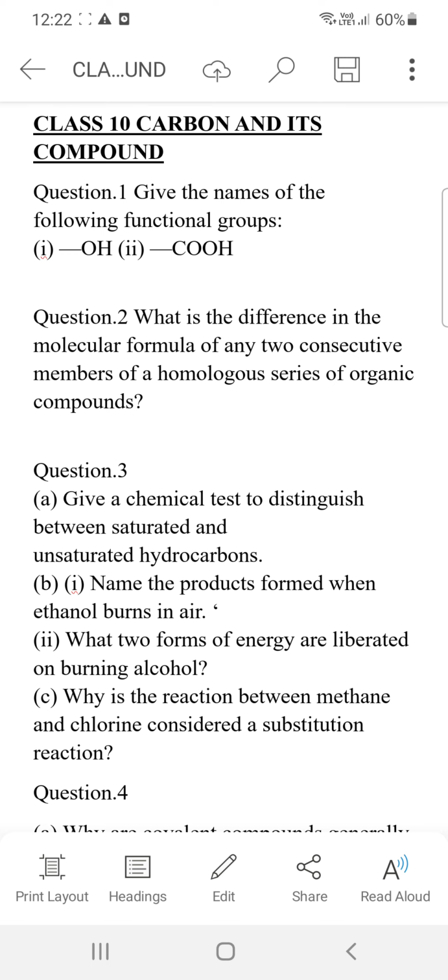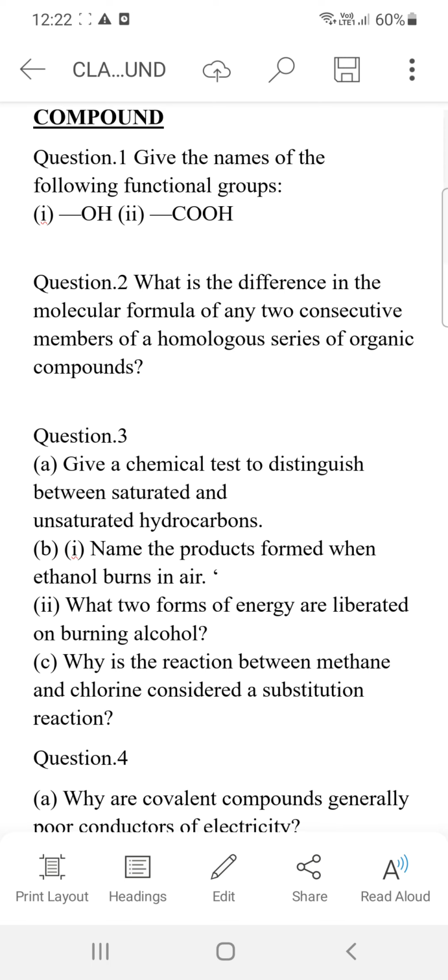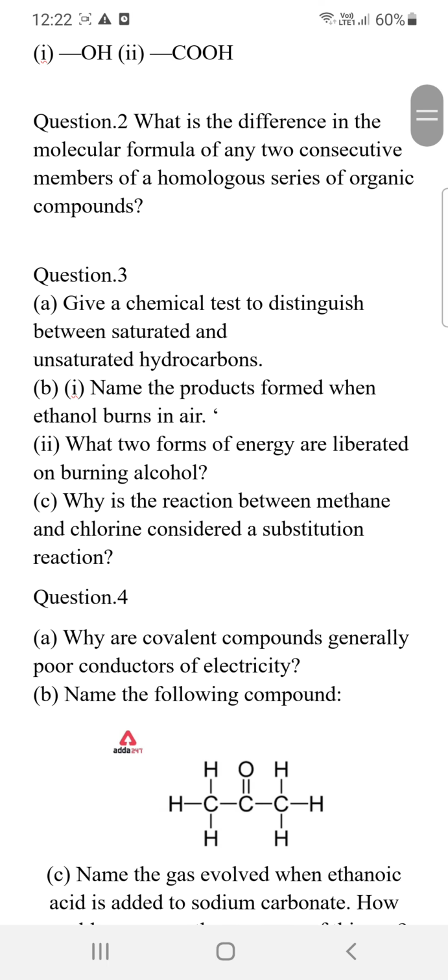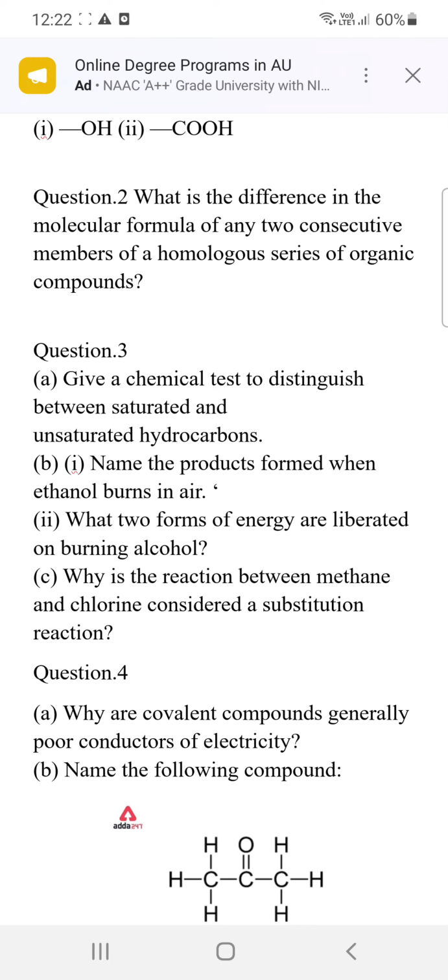What is the difference in the molecular formula of two consecutive members of a homologous series of organic compounds? We know in a homologous series there is a difference of CH2. Next is, what is a chemical test to distinguish between saturated and unsaturated compounds? Here you can write that the saturated one will not give decolorization with bromine water, whereas the unsaturated one will get decolorized on adding bromine water. Or you can write that the unsaturated one will decolorize potassium permanganate, meaning when you add potassium permanganate, the color of KMnO4 will disappear.